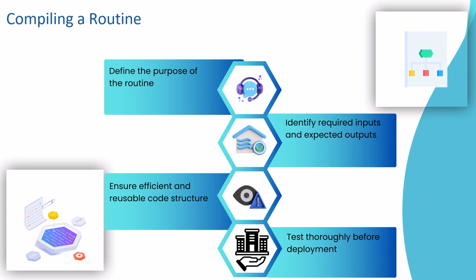Let's start by understanding why routines matter. They help automate tasks, reduce errors, and make development smoother. Think of routines as tiny, tireless workers. You tell them what to do and they get it done every time. First, define their purpose. What problem are they solving? Then ensure inputs and outputs are clear, write efficient code, and test rigorously. Because let's be honest, debugging a broken routine is like chasing a ghost.